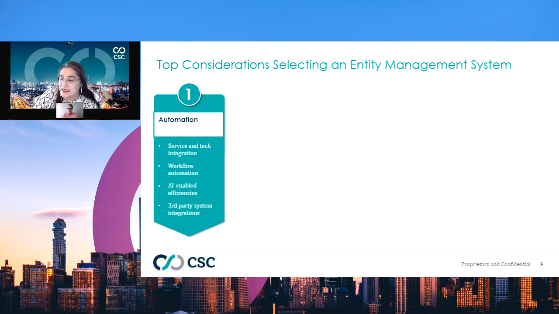So the first consideration that we have to talk about is the importance of automation as it relates to entity management and your portfolio maintenance.